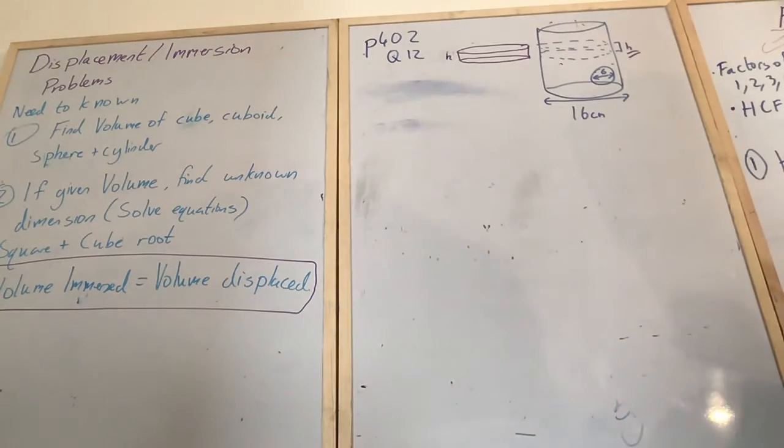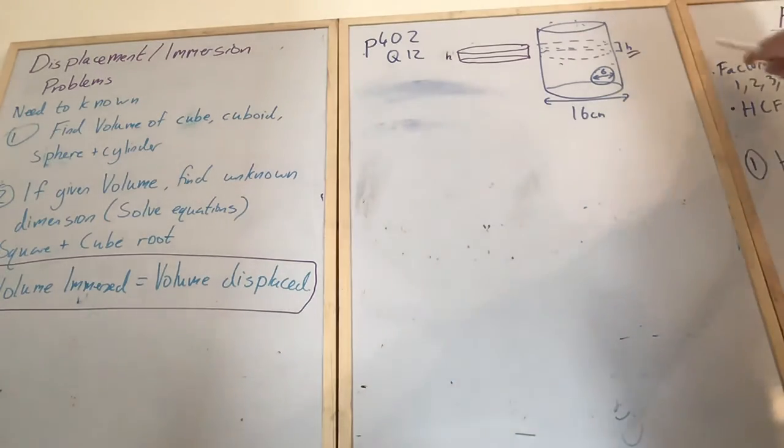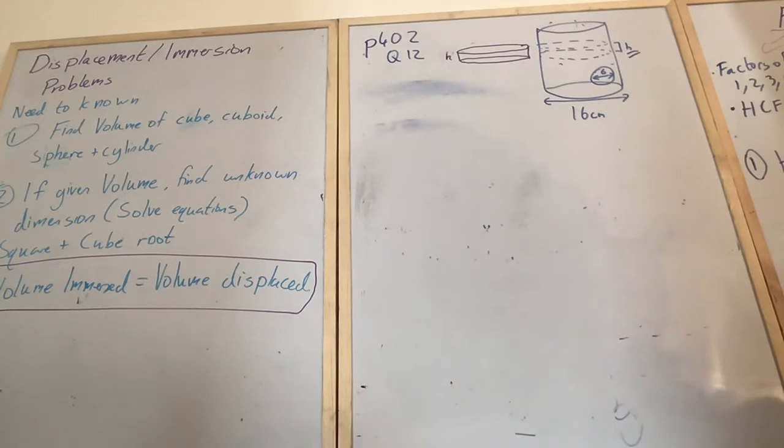If you want to open your textbooks on page 402, we're going to look at question 12. You can pause the video while you open it. Okay, you don't need the book. The question we're going to look at is, if I had a sphere of diameter 6 centimeters and it is immersed in a bigger cylinder of diameter 16 centimeters, how high would the volume of water be displaced?